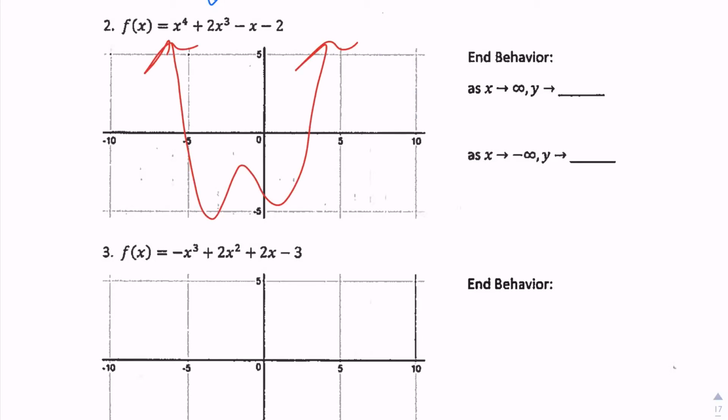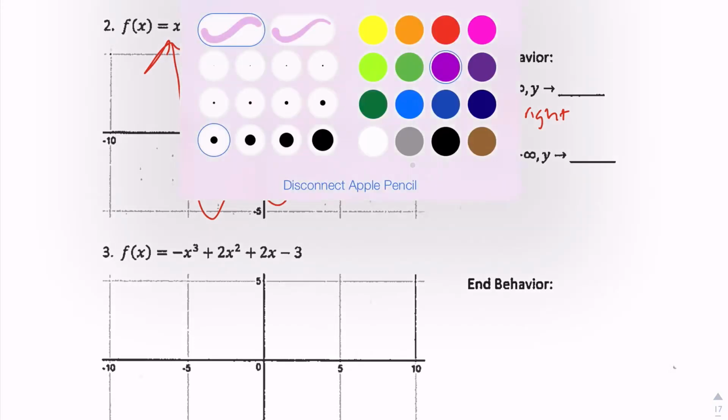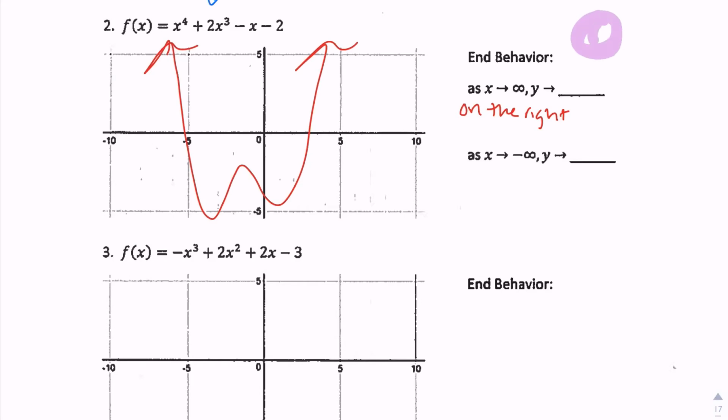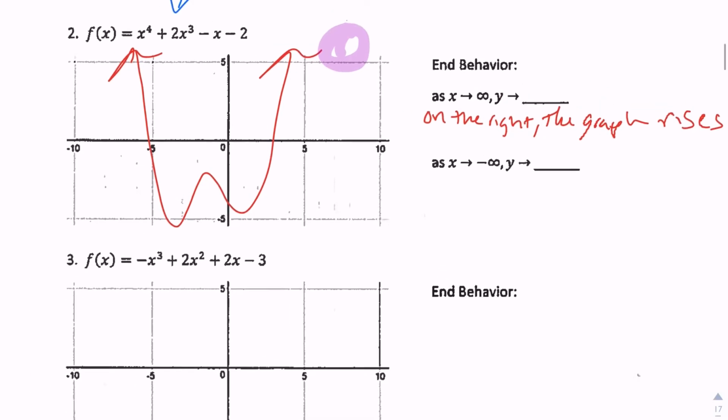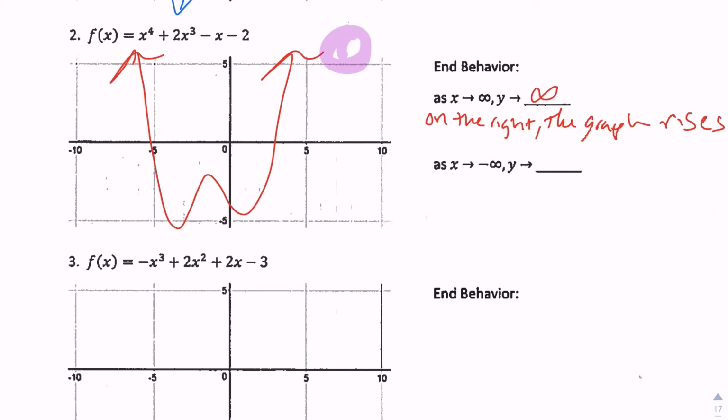Okay. This first notation says on the right, or as x approaches infinity. If we go to the far right end of the graph, this graph is rising on the right-hand side. So we say on the right, the graph rises. And for our notation, we use infinity, rises towards infinity.